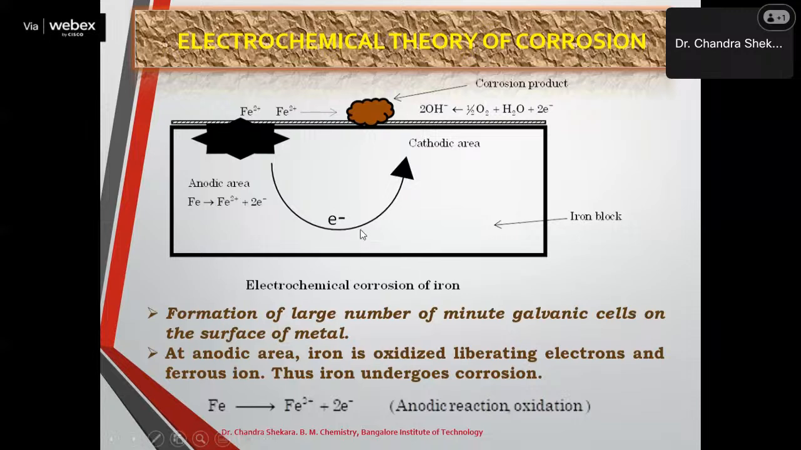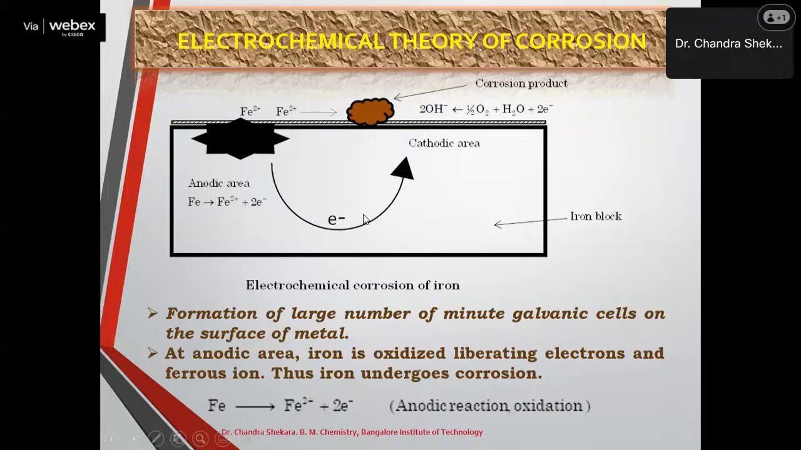We shall take iron metal as an example. You can see in the figure here, we have shown an iron block, and the corrosion of the iron metal, when it is exposed to the environment, is mainly because of the redox reaction that occurs on the surface of the iron metal. And as I said just now, for redox reaction to occur on the surface of the iron metal, there should be difference in potential across the surface of the iron metal. Only when there is difference in potential, a redox reaction is initiated.